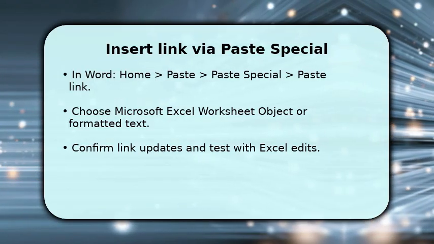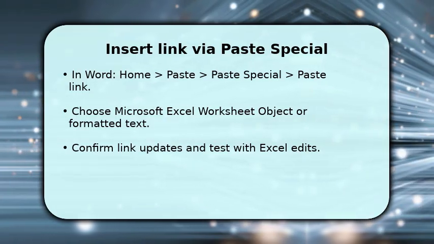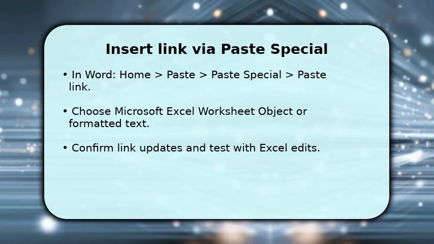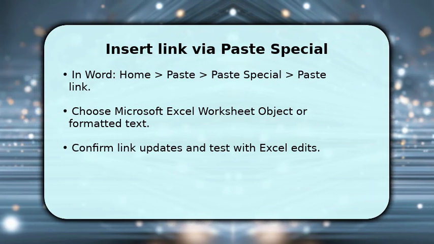Once linked, save both files and test by changing a cell in Excel. Word should refresh when you reopen it or manually update links. This step ensures the two files communicate properly. Don't skip testing. To finalize, manage how links update.